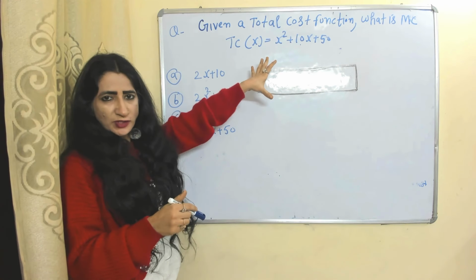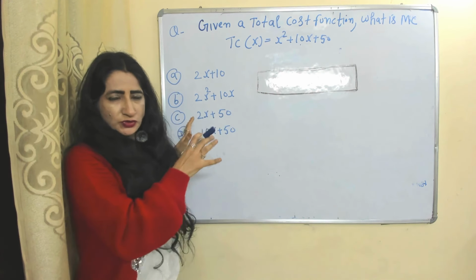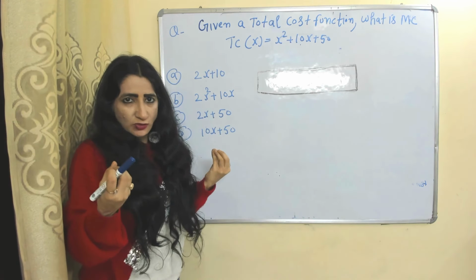Given a total cost function, what is marginal cost? In order to find marginal cost, we differentiate the total cost function with respect to quantity. So, the derivative of x square is 2x, the derivative of 10x is 10, and the derivative of a constant is 0. So the right option is A.